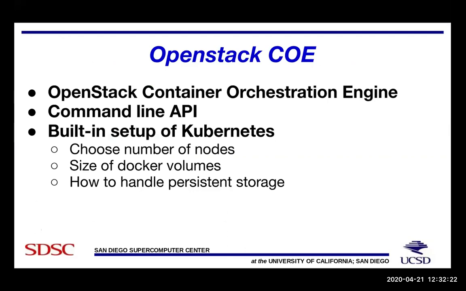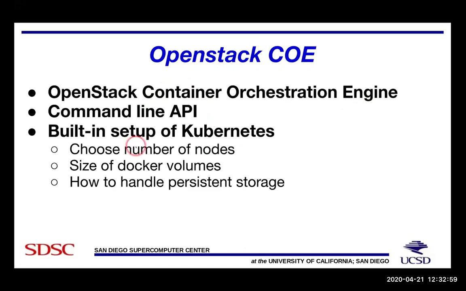And we are very lucky that OpenStack already has a way of deploying Kubernetes automatically. There is an OpenStack command, part of the command line interface, which is used to create a Kubernetes cluster, and it's called OpenStack COE. COE stands for Container Orchestration Engine, and Kubernetes is a container orchestration engine.